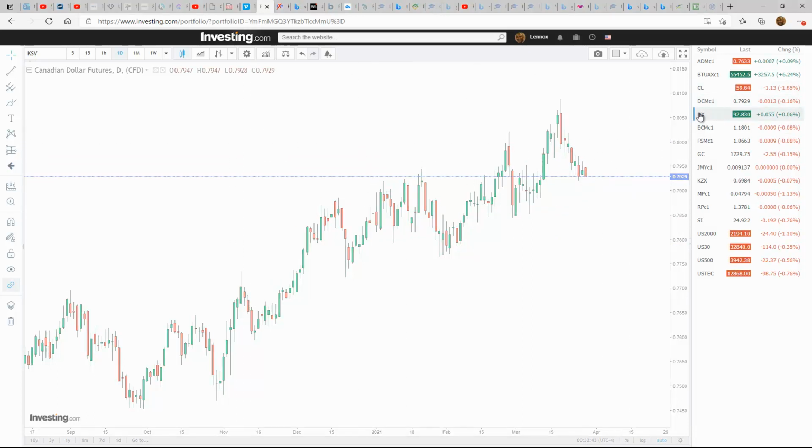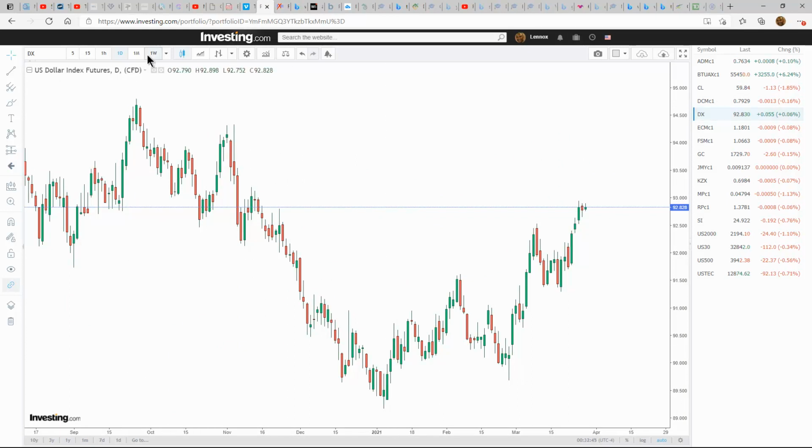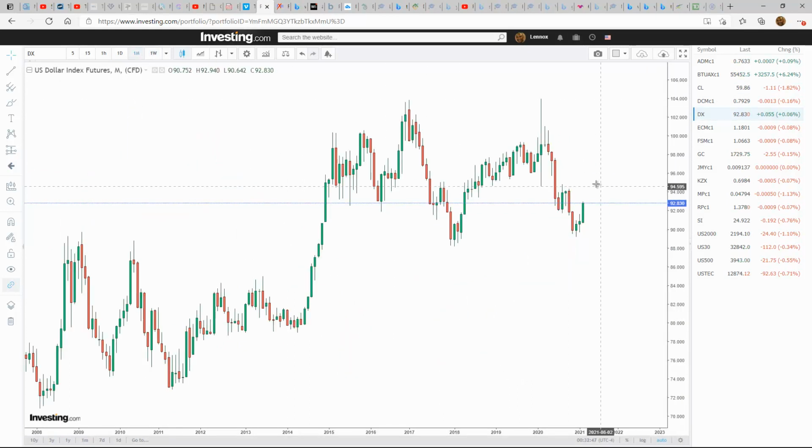Okay, the U.S. dollar. On the other hand, on the monthly, you can see that we came right back down to support area, and we are now bouncing back up with a lot of strength. However, I think that may be short-lived. Let's see on the weekly.